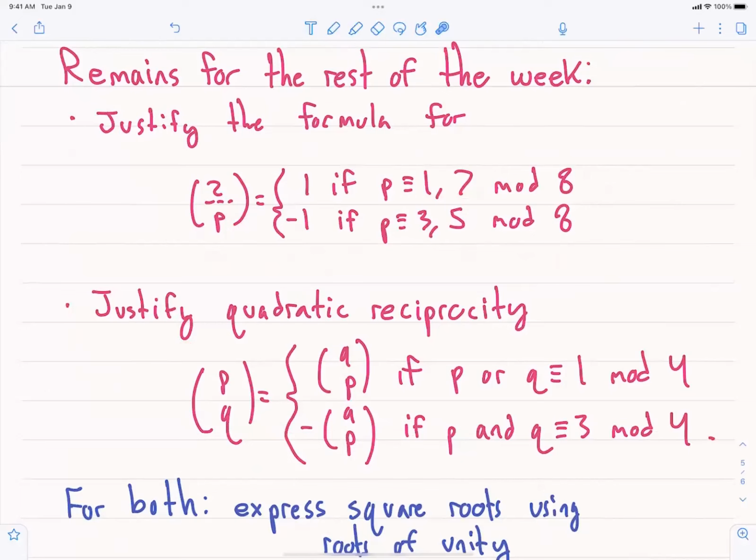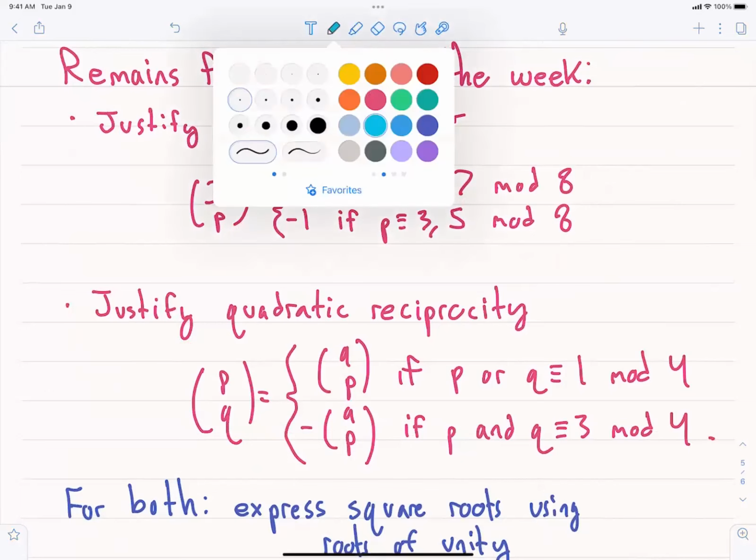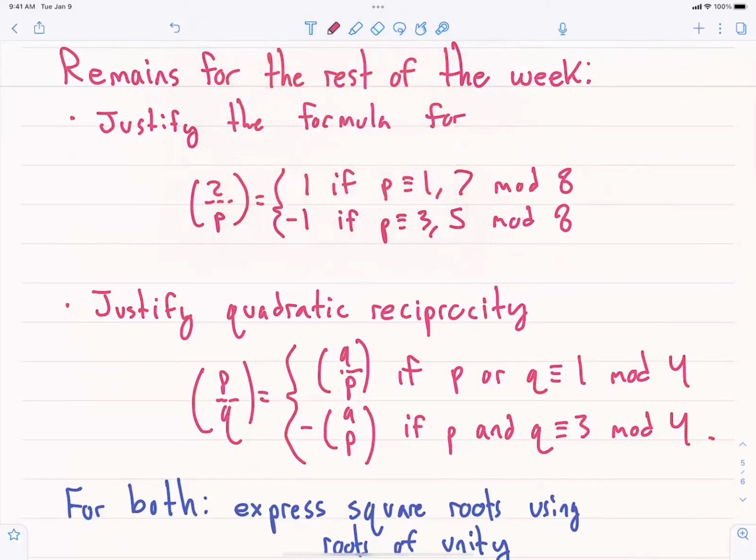And similarly, we have this quadratic reciprocity rule: the Legendre symbol of p over q is equal to the Legendre symbol of q over p if either p or q is congruent to 1 mod 4, or minus the Legendre symbol of q over p if both p and q are congruent to 3 mod 4. Again, this is something we observed. I told you it was true, but we haven't actually given any real justification for it. And so that's what we have left to understand this week.